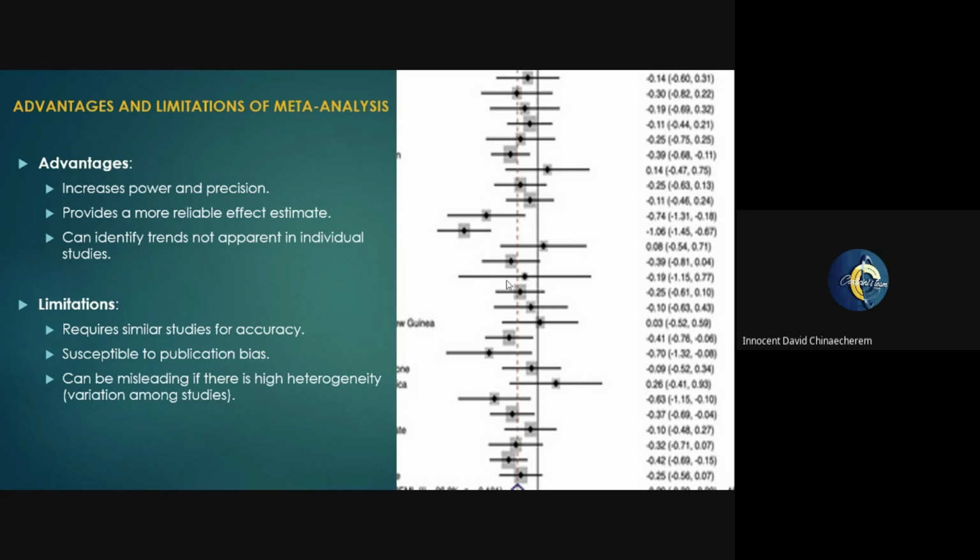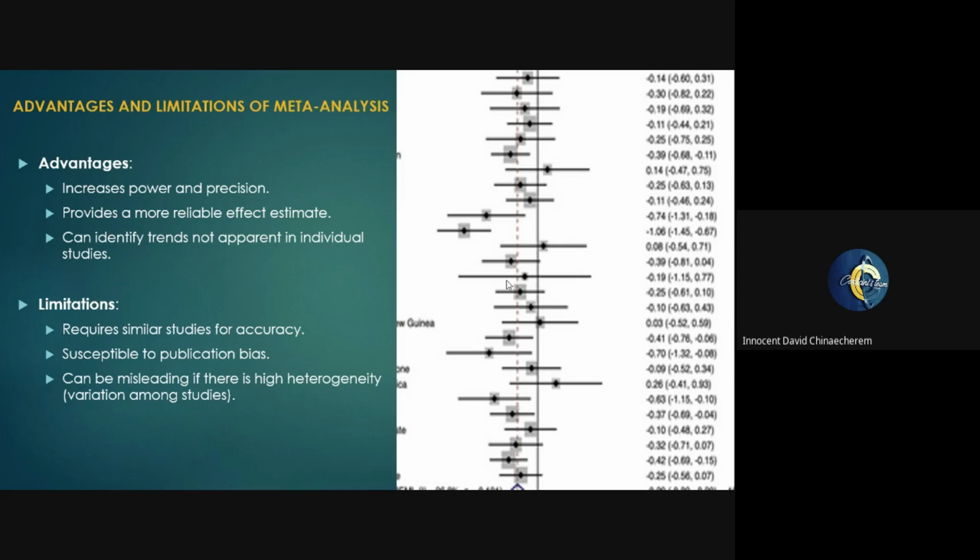And for the limitations of the meta-analysis, it requires similar studies. For accuracy, we need the studies to be more similar, and it's very susceptible to publication bias because of how we make choices. We can overlook some more important studies because of what we're looking for, and it can be misleading if there is high heterogeneity, very high variation among the studies.